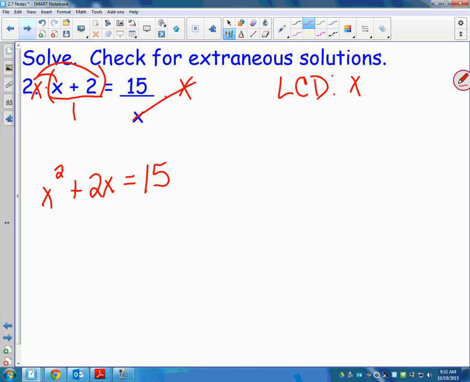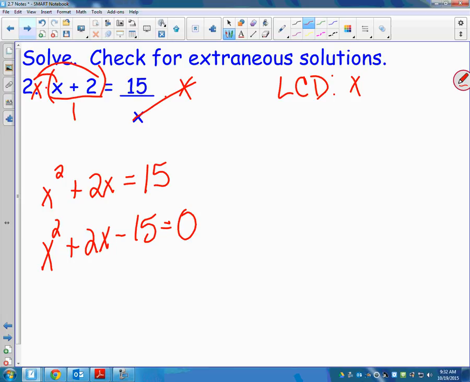Then what would I do to solve this problem? What kind of problem is this? We could put the 15 over by subtracting it, yes. And then factor, right? My hope is that most of these are factorable. Algebra 2, they probably were all factorable.